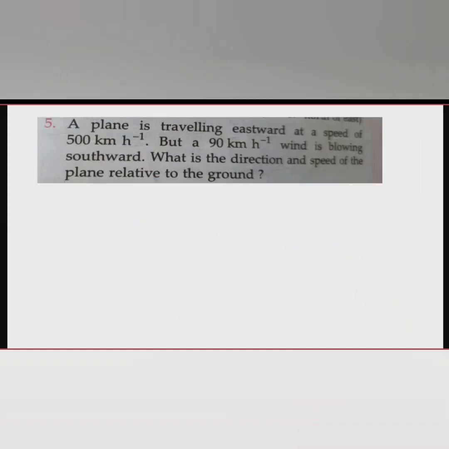I think this is the last question for discussion today. The question says, a plane is traveling eastward with a speed of 500 km per hour. So plane is traveling eastward. So velocity of plane is given as 500 km per hour. But a 90 km per hour wind is blowing southward. So this is velocity of wind. This is 90 km per hour.